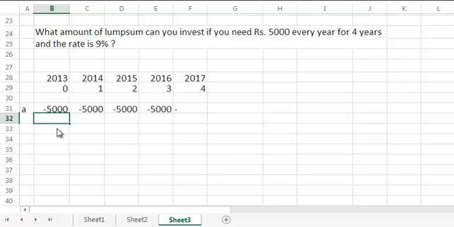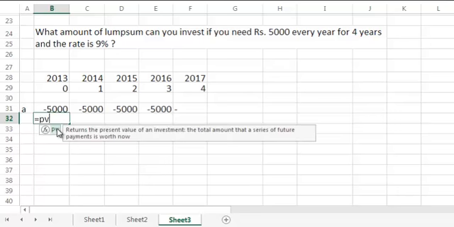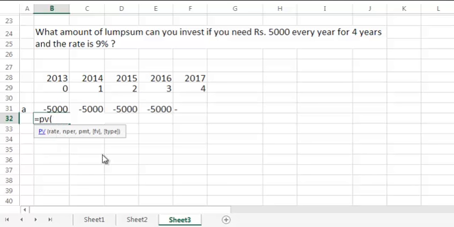Now the question is, how much money should I invest today so that I can withdraw 5,000, 5,000, 5,000 and 5,000 if the rate of interest is given to be 9%? Well, so let's calculate the present value is equal to PV. The PV will be in the same year as the first year of withdrawal, which is in the year 2013, which is year 0 for us. Rate of interest is given as 9%. NPER in this question is 4 years. PMT minus 5,000.